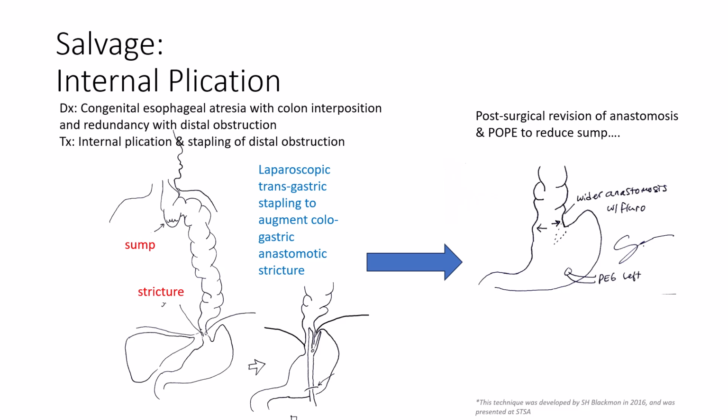The next area of salvage is internal plication or external plication. Some patients present with a congenital esophageal atresia after having undergone a colon interposition and have redundancy with distal obstruction. In this particular patient, he presented with a massive distal stricture at the bottom part of where his colon interposition joined the stomach. And in this case, we performed laparoscopic transgastric stapling to augment the cologastric anastomotic stricture.